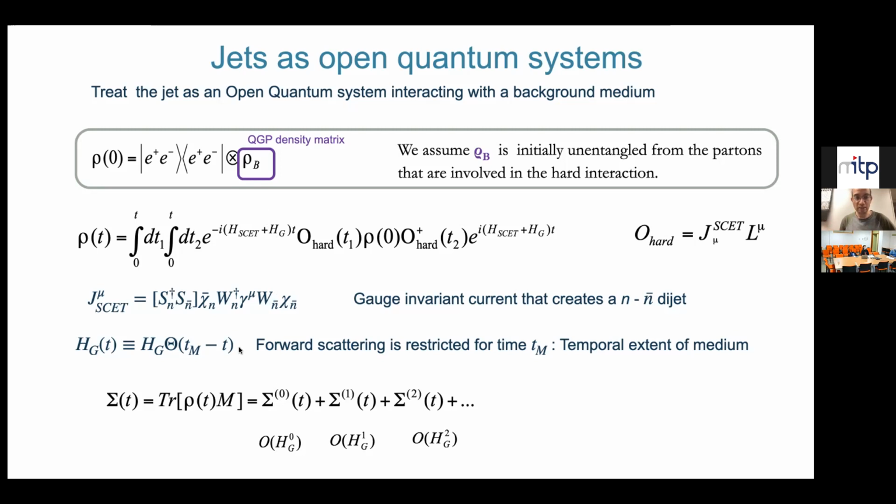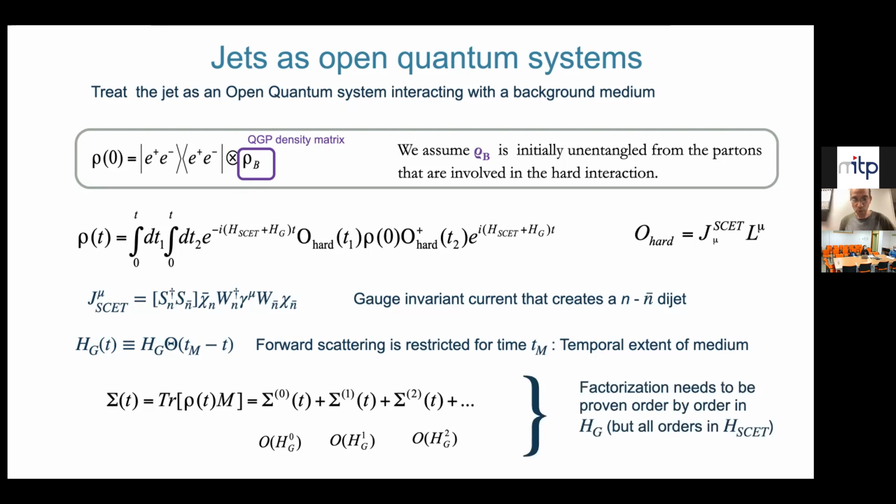So I'm going to expand this rho t out, or rather this trace out, order by order in the Glauber Hamiltonian. And this is usually referred to in literature as the opacity expansion. But I will come to how valid it is or where exactly this expansion might be valid. So what this allows me to do is now I can prove factorization between the soft and collinear physics order by order in the Glauber expansion. And if needed, I can then resum the series or wherever it's possible, and I'll come to that.